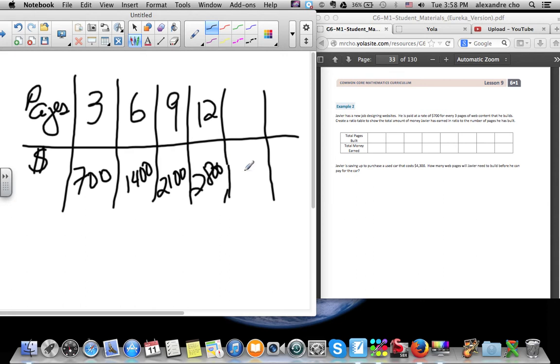But the thing that they said was, Javier's saving to purchase a car that costs 4,300. How many web pages will he need to build? Well, let's leave 4,300 for this corner right here. There's a reason why I'm saying this, because obviously I can tell that 700 doesn't go to 4,300 evenly. Let me try to split this half. Let's do times 6. Times 6 would be 4,200.